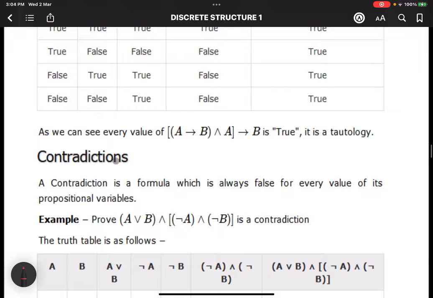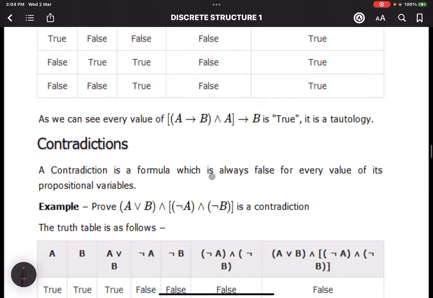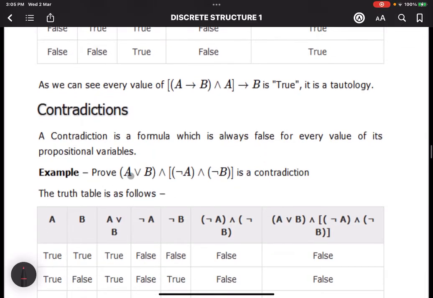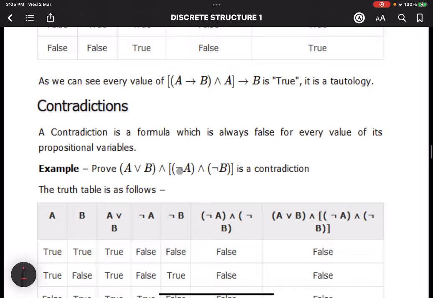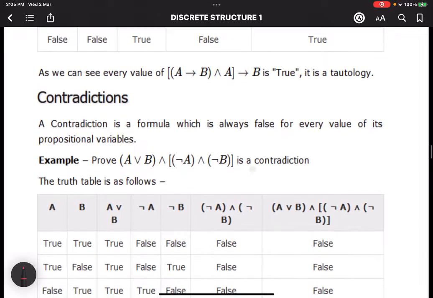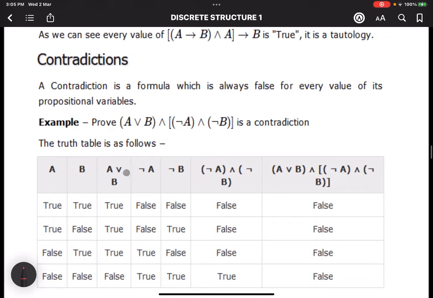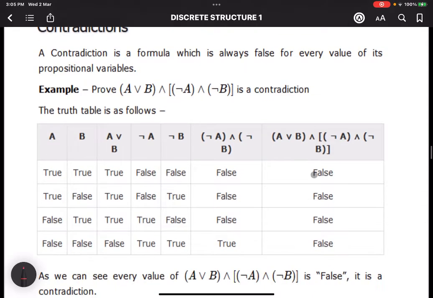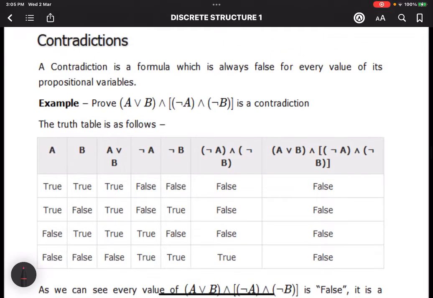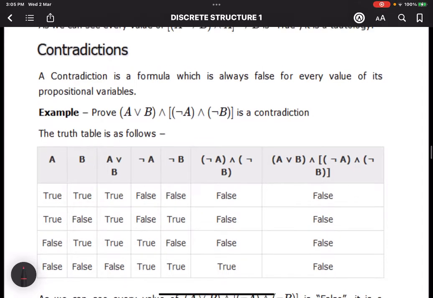Ano naman yung contradiction? So contradiction is a formula which is always false for every value of its propositional variables. For example, A or B and not A and not B is a contradiction. So ito yung ating formula at nag-arrive tayo sa evaluation na false para sa apat na value ng kanyang variables na within the formula. So it is a contradiction.